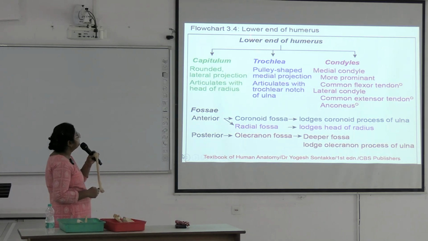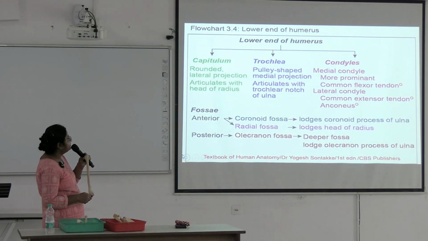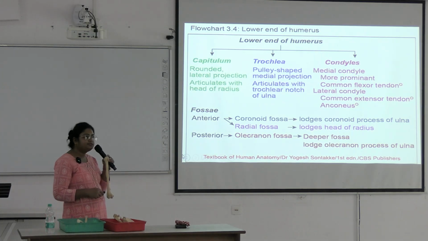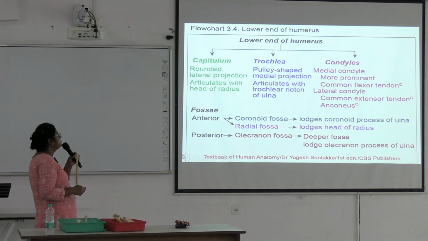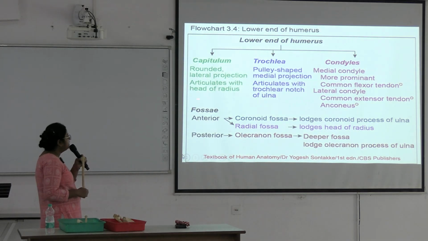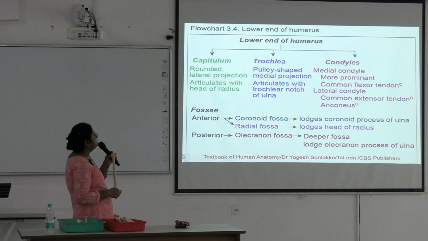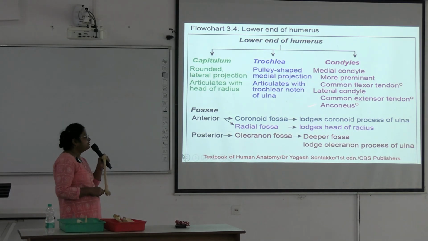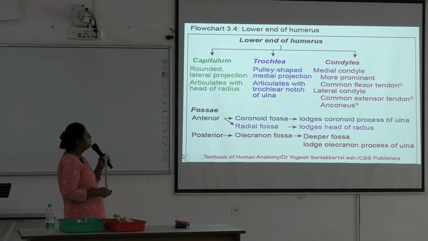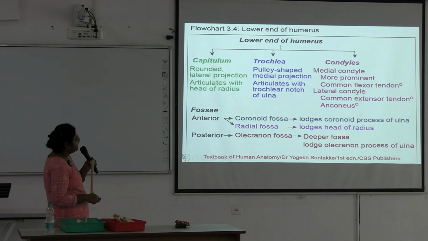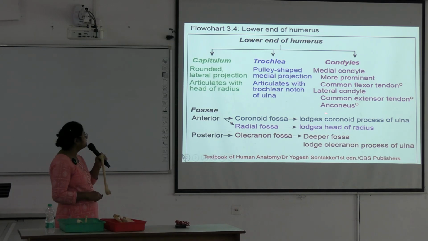So lower end of humerus, it has a capitulum, trochlea and the epicondyles. Capitulum is a rounded, lateral projection, articulates with head of radius. Trochlea is a spool-shaped medial projection, articulates with trochlear notch of ulna, and epicondyles are medial epicondyle and lateral epicondyle. Medial epicondyle is more prominent, common flexor origin is there. Lateral epicondyle, common extensor origin anterolaterally, and anconeus from the posterior aspect.